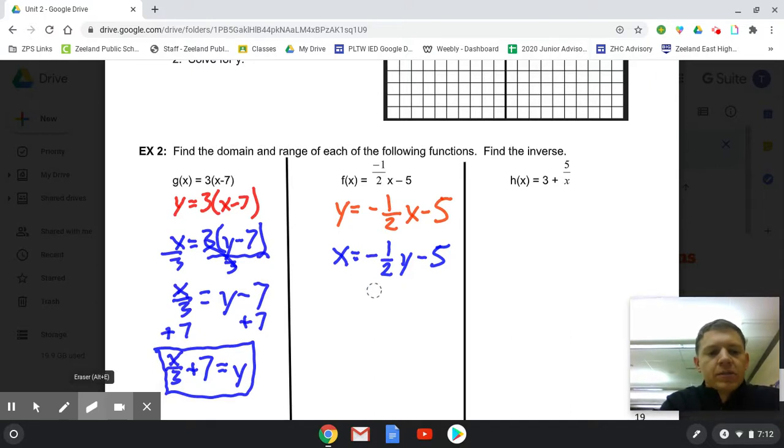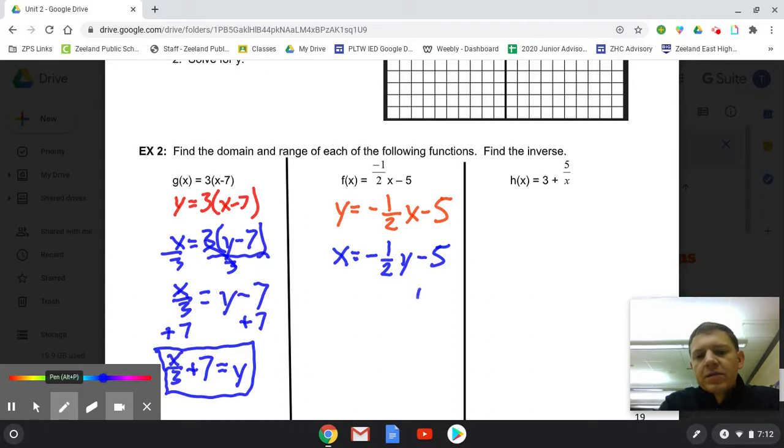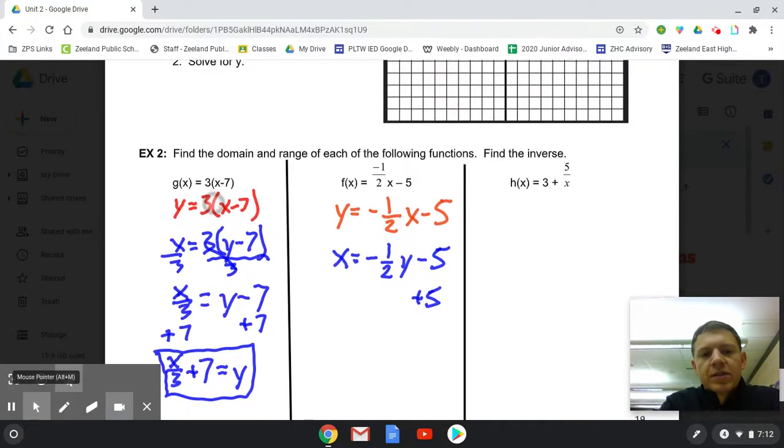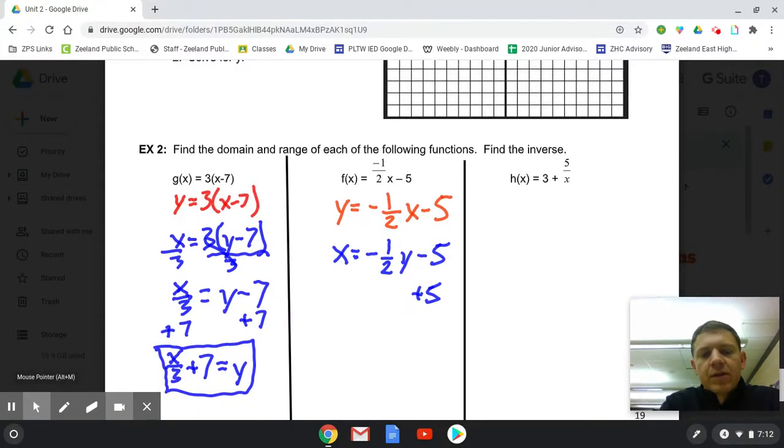I need to add 5 to both sides first. Like the previous problem, there are no parentheses keeping me from getting rid of that 5 now. So do that, cancel, add 5. I'm left with x plus 5 equals negative 1/2 y.